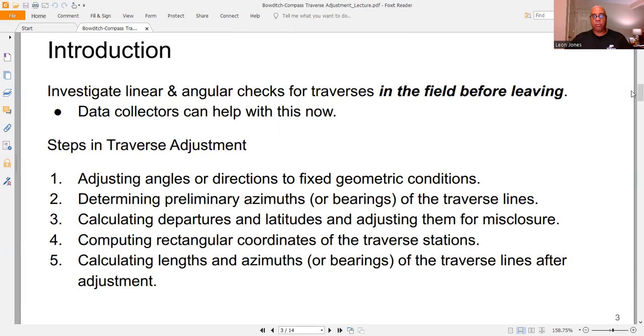So there are steps. You're going to adjust angles or directions to fix geometric conditions. And you have to determine what we call bearings or azimuths of traverse lines. And you get into calculating departures and latitudes. And your departures and latitudes are your northings and eastings. Then you deal with computing rectangular coordinates. And then you calculate lengths and azimuths.